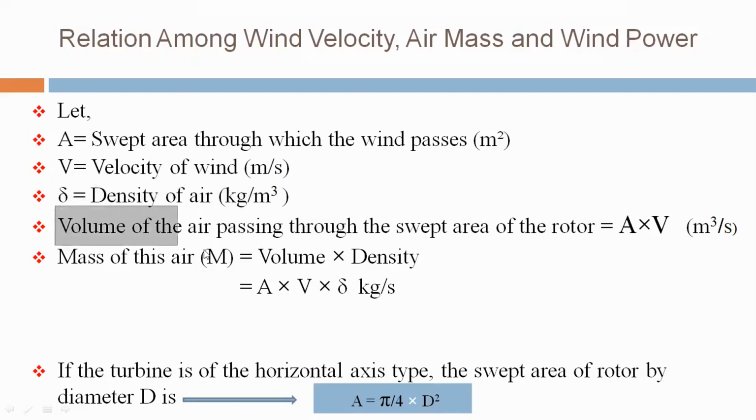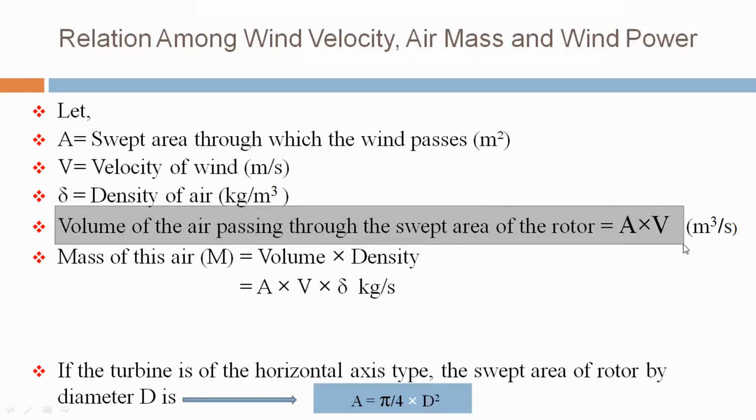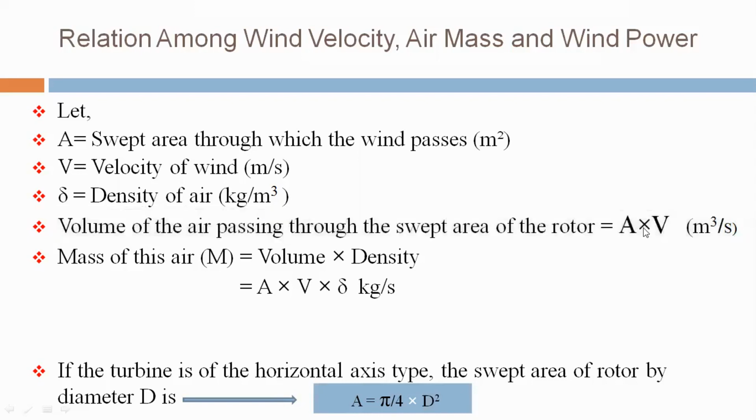A volume of the air passing through the swept area of the rotor is equal to A into V meter cube per second. A mass of air is equal to volume into density. So in total we are getting mass of air A into V into delta kg per second.